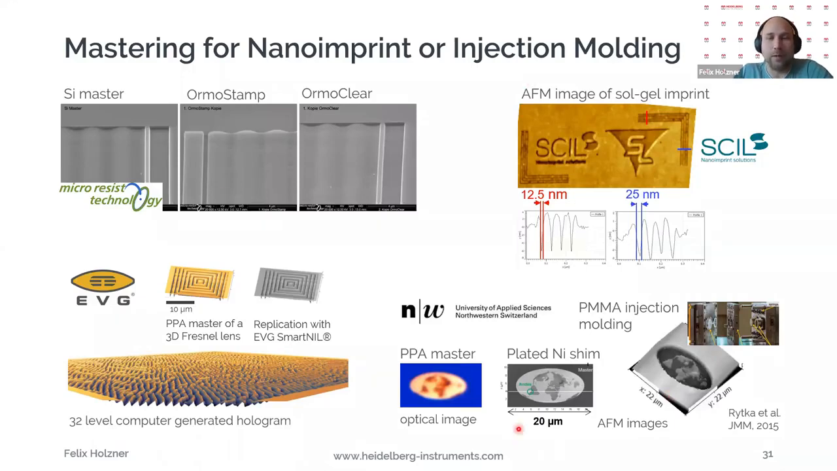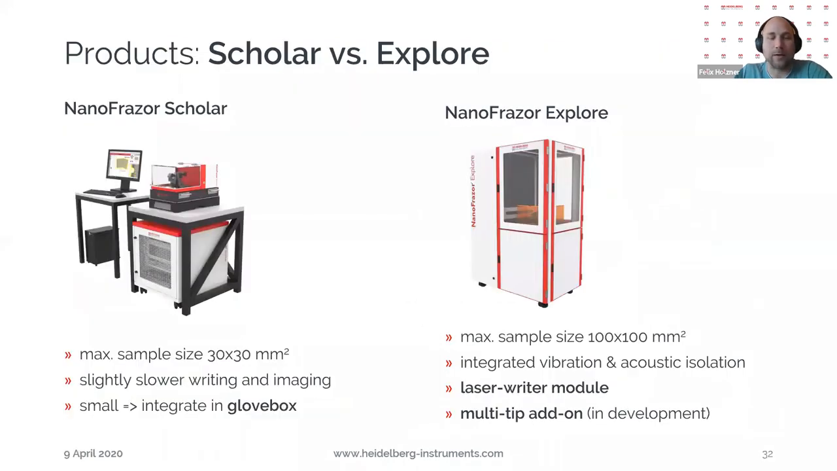So this, in my opinion, would be how you would use the NanoFrazor for mastering and then for high throughput manufacturing. So at the moment, we are selling two machines. One is the Scholar, the other one is the Explore machine. The Scholar is smaller, so it also fits into a glove box. You usually work with smaller sample sizes. And the Explore system has an integrated laser writer module. This will also be compatible with a multi-tip add-on, and it allows you to write on up to 4-inch wafers. So these are the main differences.